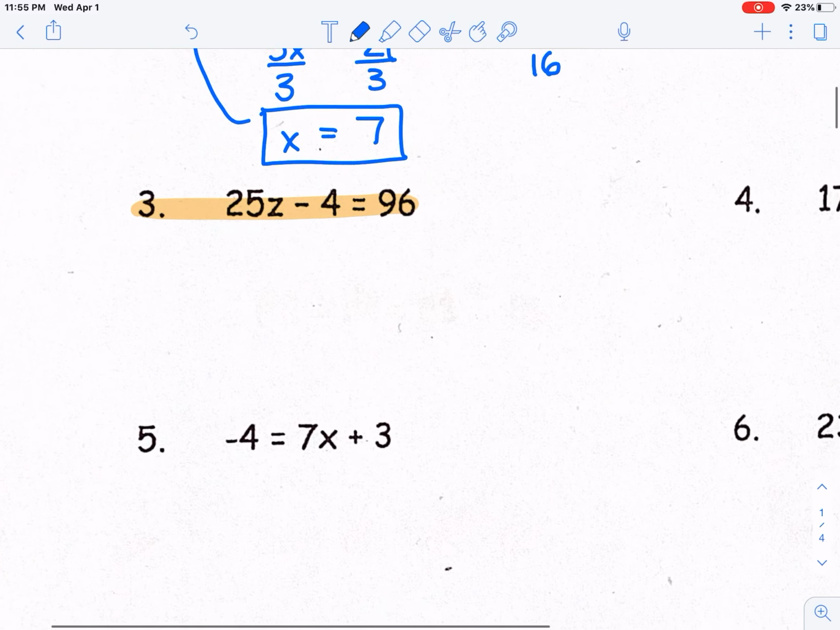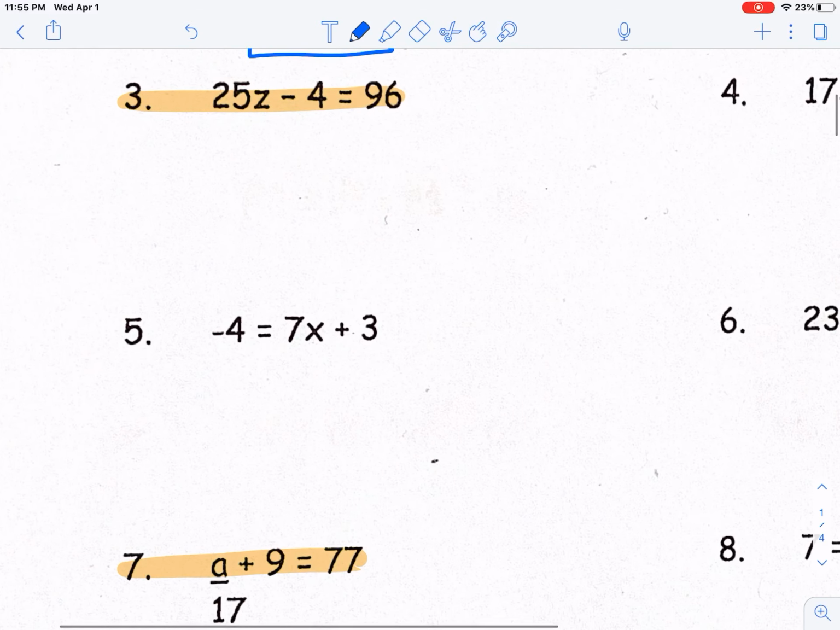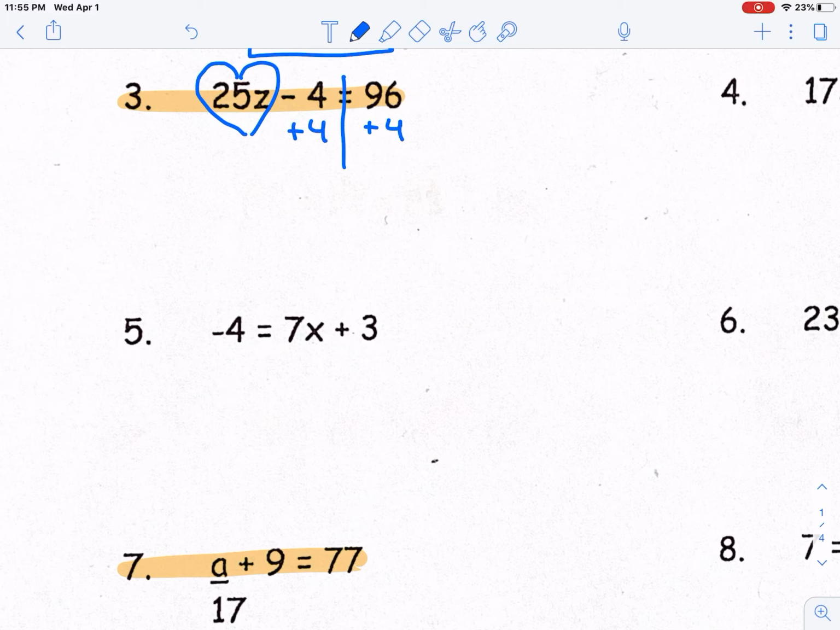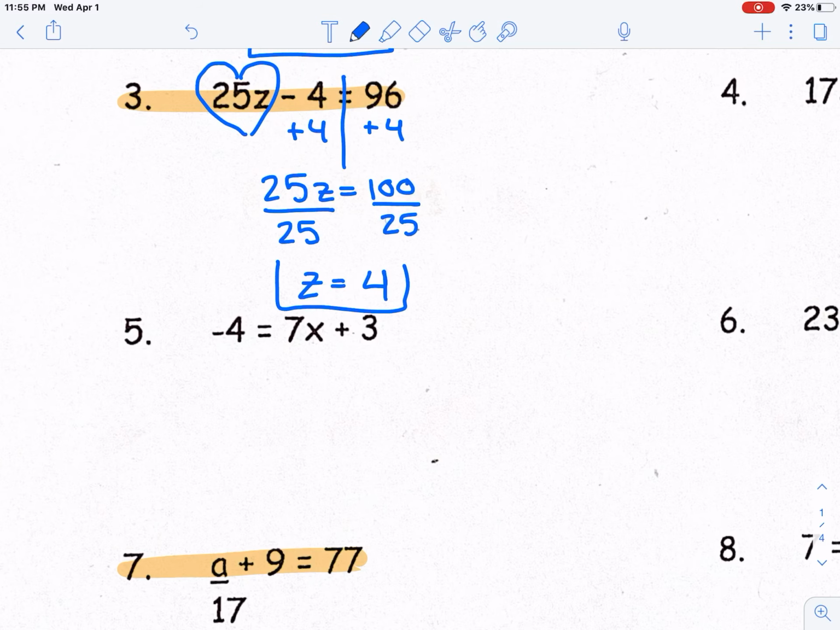All right, moving on to number 3 here. Again, that 25z, I'm going to go ahead and put in my heart. So I want to undo subtracting 4. Again, I'm going to add 4. We get 25z is equal to 100. And again, I want to get that z by itself, so to undo multiplying it by 25, I'm going to divide it by 25 on both sides. And I do get z is equal to 4.